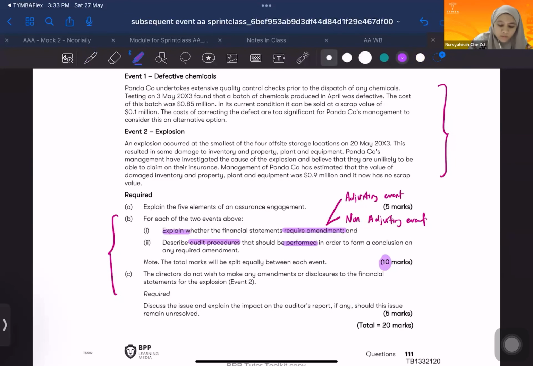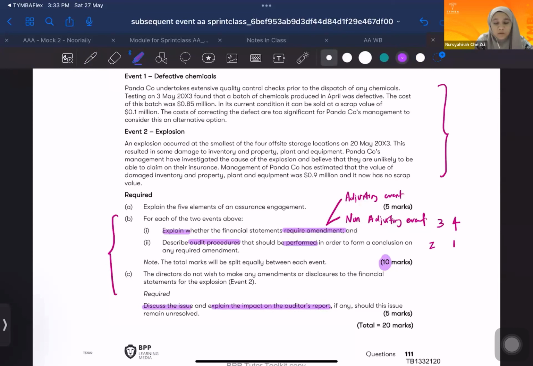10 marks here, meaning that one event is 5 marks. So if you only have two points or two procedures, then you allocate 3. If you have only one procedure here, then you can allocate around 4. Like around 3 to 4. And then usually the question will continue with discuss the issue and explain the impact on the auditor's report.